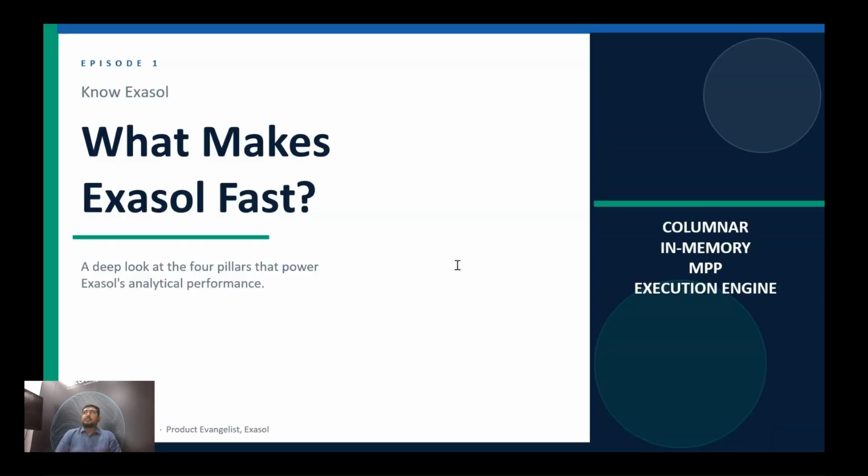So, in this episode of What Makes Exasol Fast, we would like to see what all the components that help Exasol perform the queries faster and get the output faster. There are four architectural decisions: columnar storage, in-memory processing, massively parallel processing known as MPP, and an analytical execution engine with built-in automation. Each one is documented, each one is measurable.